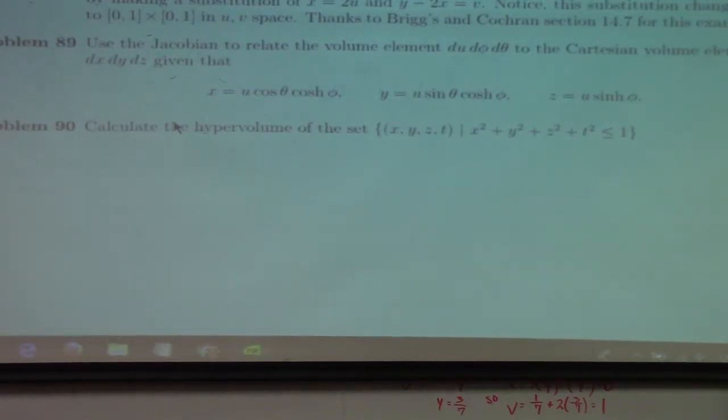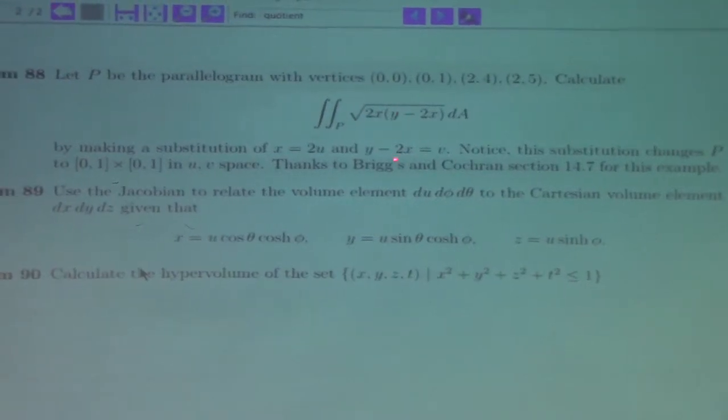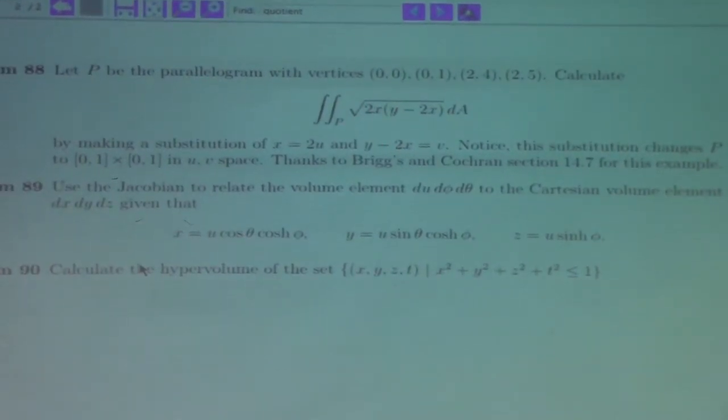Yeah, this one is literally the one that I just covered up. So you make a substitution, x equals 2u, y minus 2x equals v, and it's pretty much problem 2. Yep, just the same idea as problem 2. Problem 90? Yes, please.